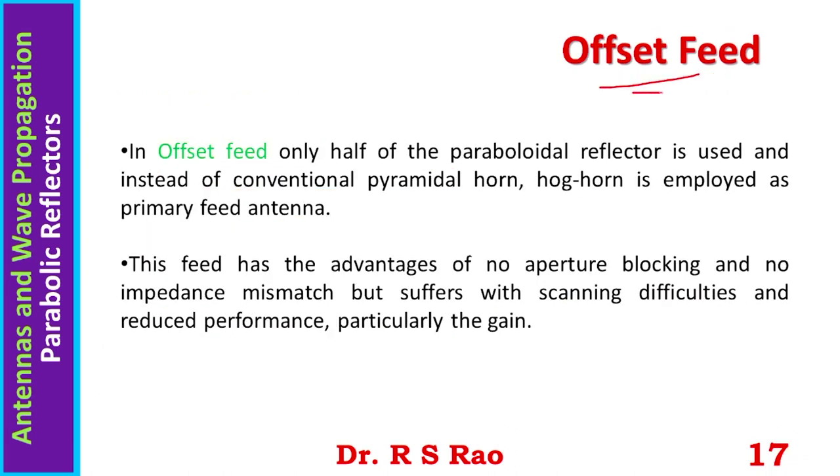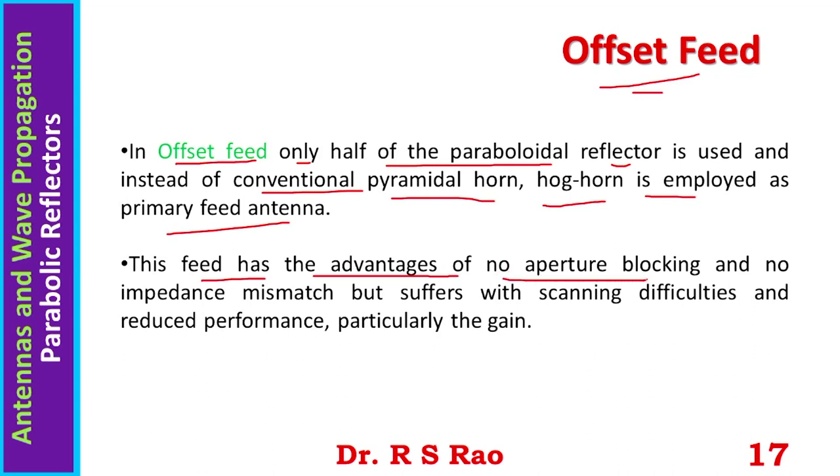Now, a few points regarding offset feed. The offset feed uses only half of the paraboloidal reflector, and instead of a conventional pyramidal horn, a hog horn is employed as primary feed antenna. This feed has the advantages of no aperture blocking. So the blocking issue is no more in offset feed, and no impedance mismatch, but it suffers with scanning difficulties and reduced performance, particularly the gain. Reduced gain, difficulty in scanning. These are two major issues pertaining to offset feed.